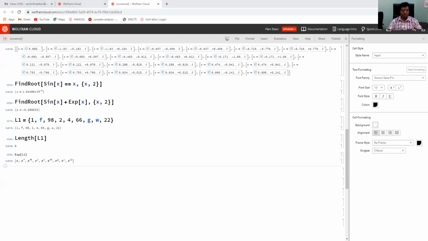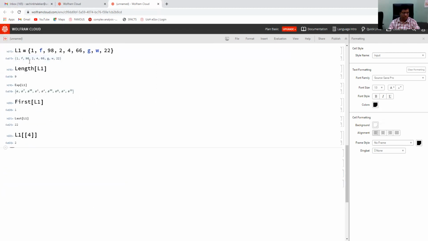Now we can get pieces of this list. Okay, so we can have first of L1 means first element of this list. Similarly, we have last element, command is last of L1. We can find nth element. For example, if you want fourth element, then use square bracket 2 times, say L1 of 4. So fourth element is 2.